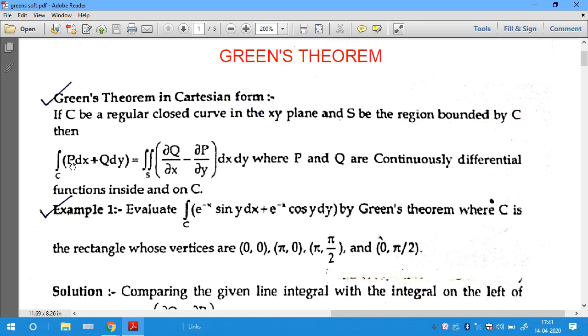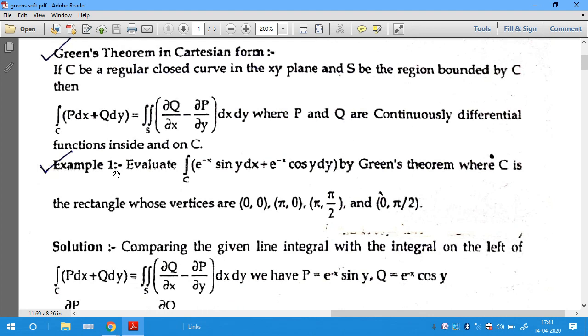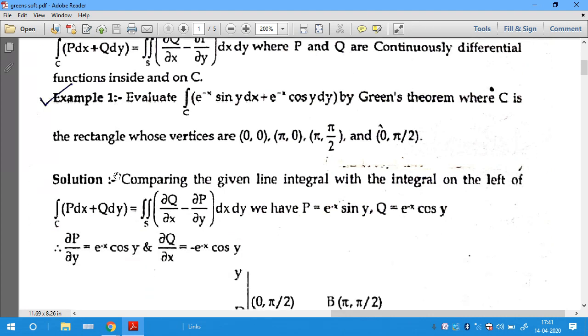Verify means both the left hand side and right hand side are computed and both give the same result, then Green's theorem could be verified. Evaluating using Green's theorem is a problem related to 5 marks and a verification sum is related to 10 marks. Now first we will see the evaluation sum, which is related to 5 marks.